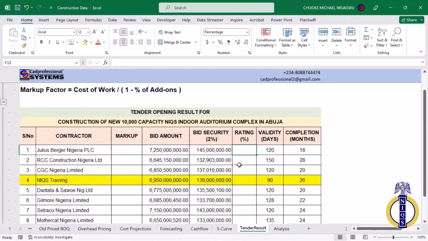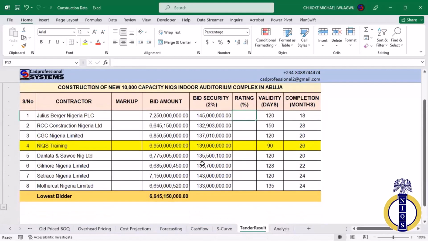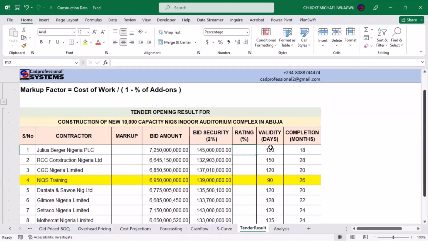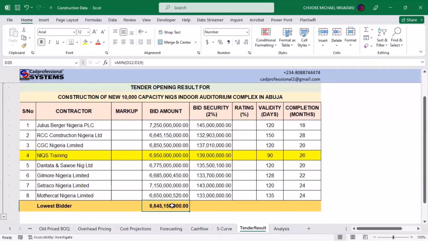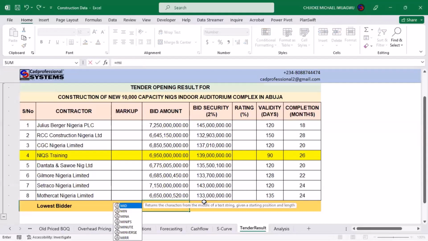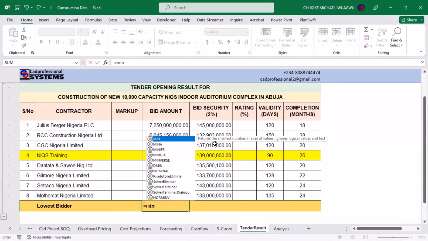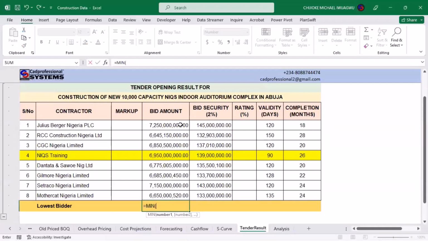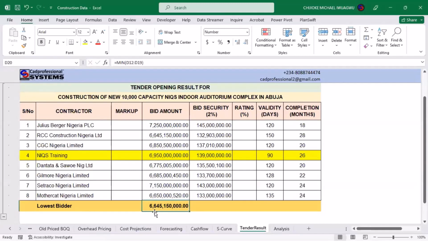To derive that, we first of all have to establish what our lowest bid is. I am basing this discussion on the fact that the consideration is based on the lowest bidder. I repeat again: not best performing bid, lowest bidder. For the lowest bid, it is always very important to look at the lineup of all the data set that you have, come somewhere inside your sheet and extract and say MIN. This MIN function returns the minimum value, or the smallest value, in a data set. So I will highlight all of them from beginning to the end and press enter. It tells me that the lowest value is about 6.645 billion, and that is the value that was quoted by RCC on number 2.